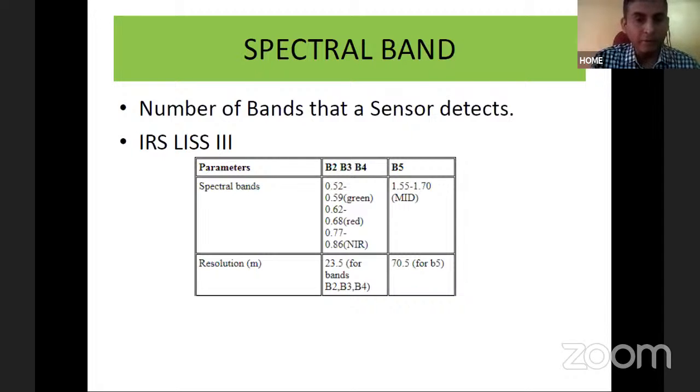There are 4 spectral bands. Okay, there are 4 spectral bands for Landsat 3. The wavelengths are given over here. Each band has a specific wavelength, and that wavelength is also provided over here.